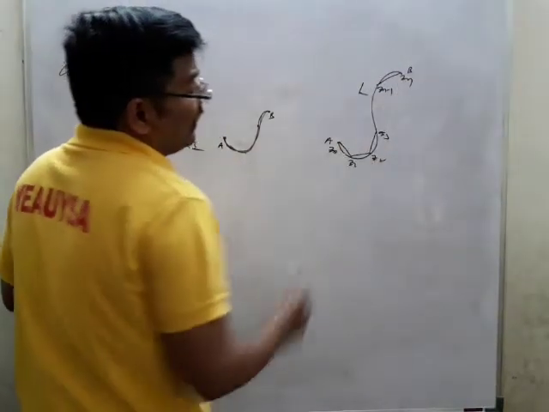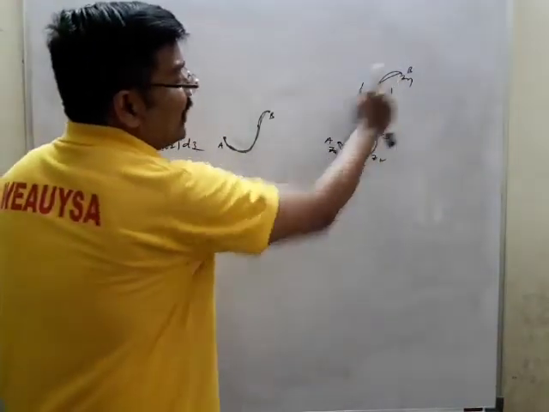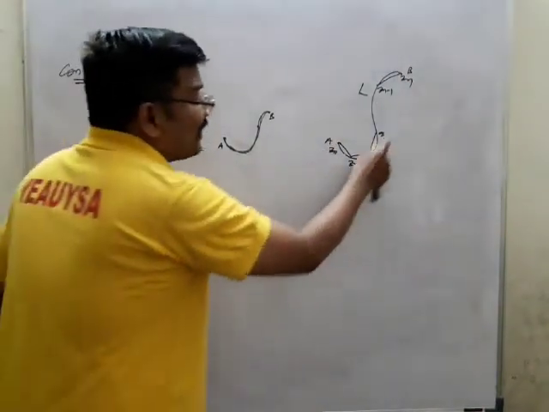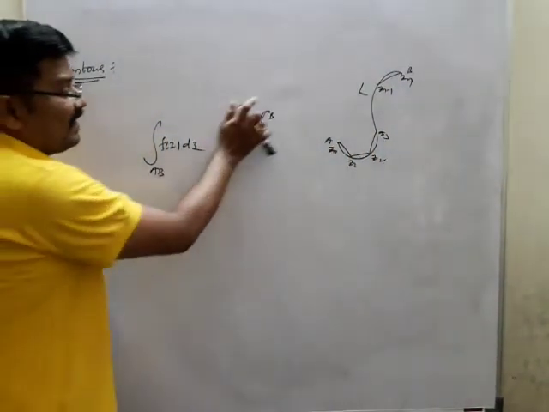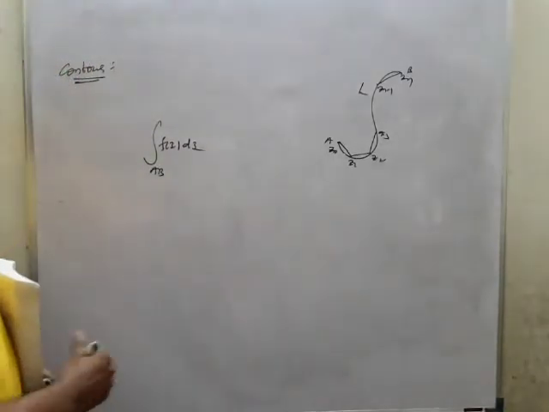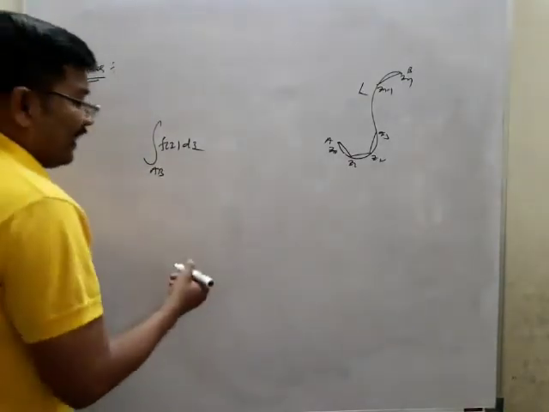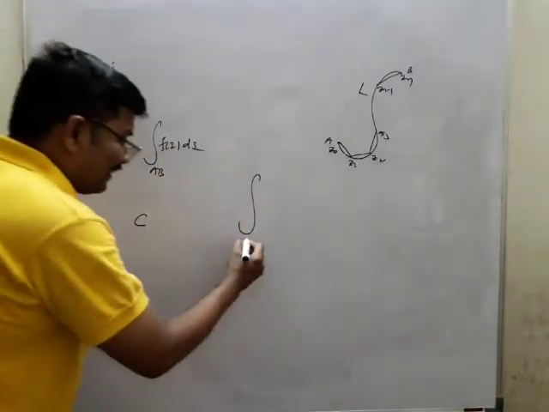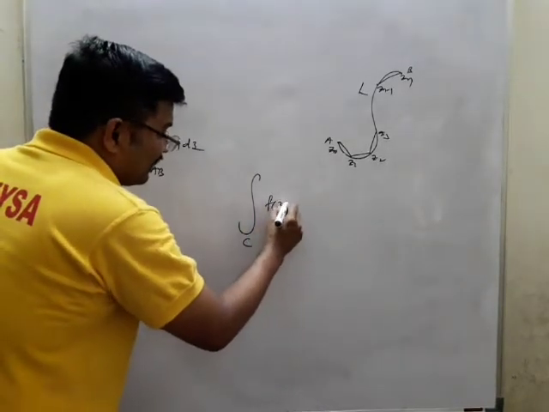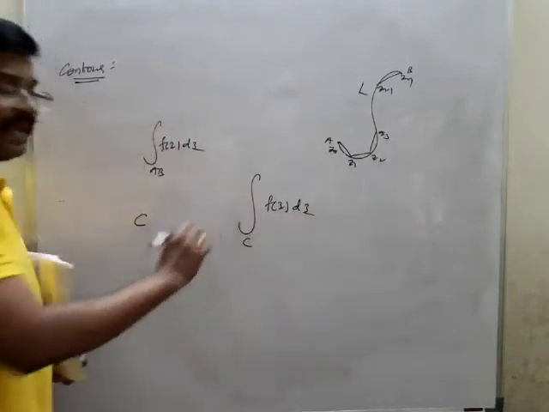The B is nothing but the end point of the last arc. So all together we are going to take it as the integral over AB of f(z) dz, or else we can take that as the integral over the contour C, which we write as the integral over C of f(z) dz. This has the same meaning.